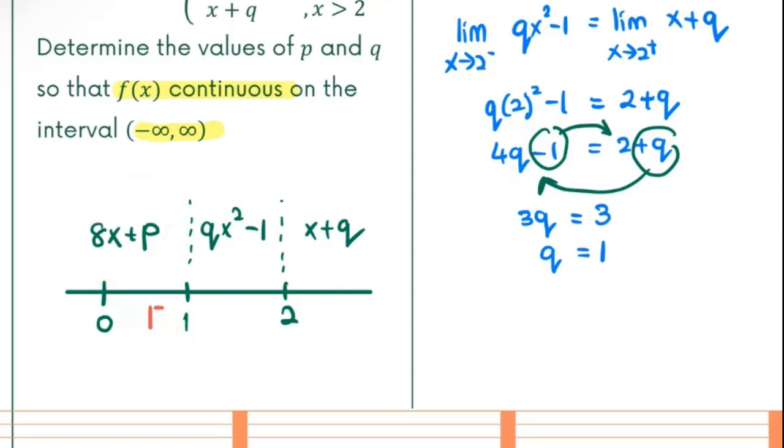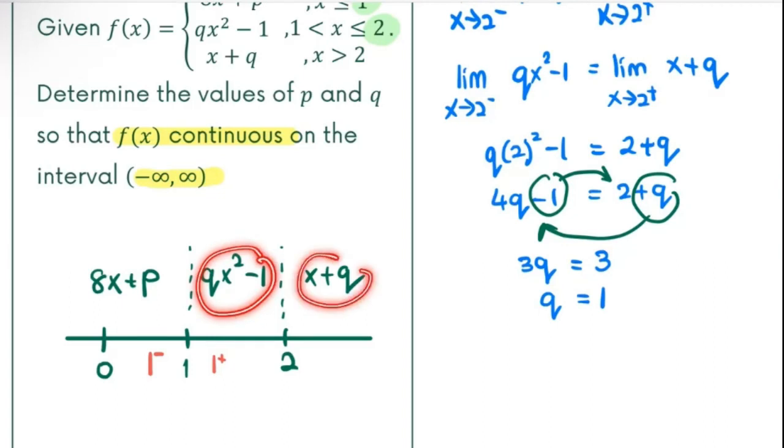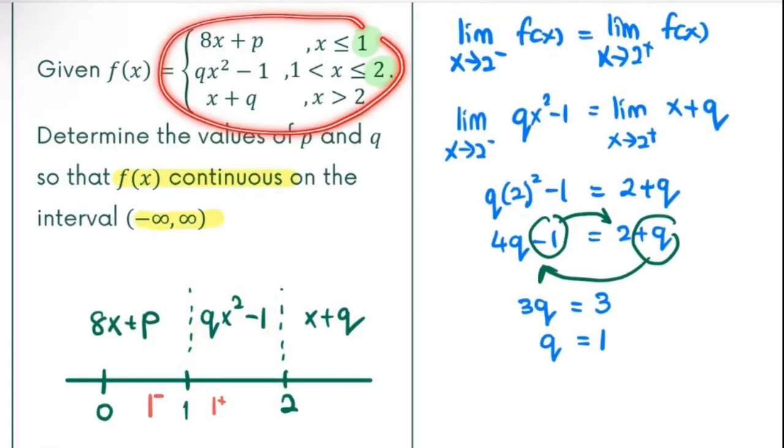Lepas tu 1 positif pula. 1 positif maksudnya daripada arah kanan 1. Arah kanan 1 function kita yang mana? Yang ini. Sebab tu saya letak function ini ikut kita punya domain kat sini supaya kita tahulah nak pilih function yang mana satu.